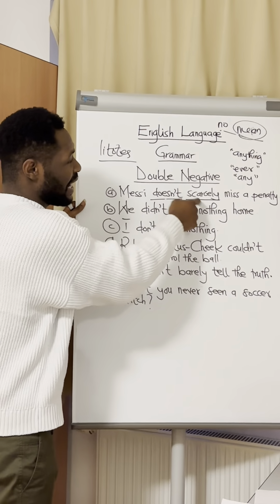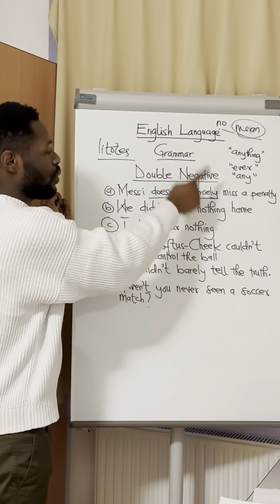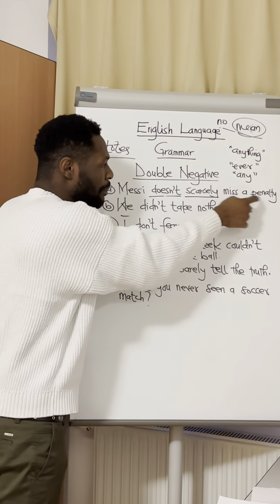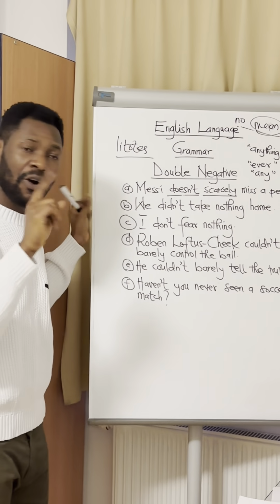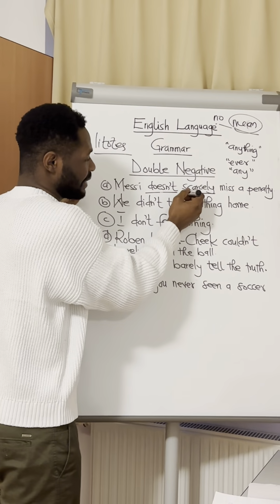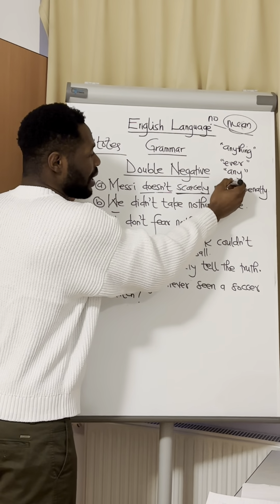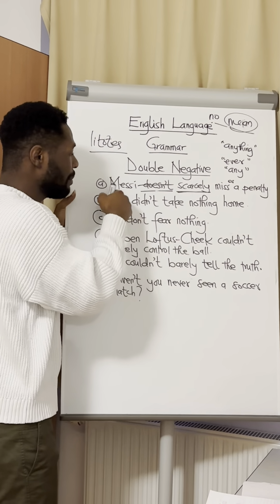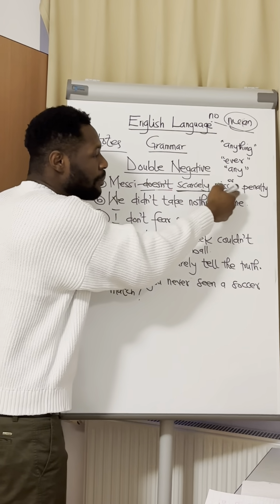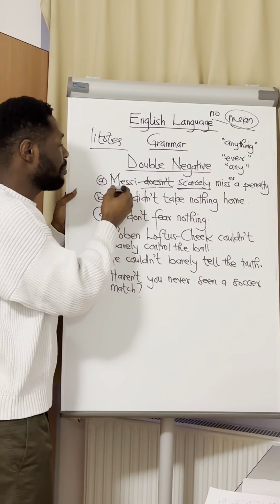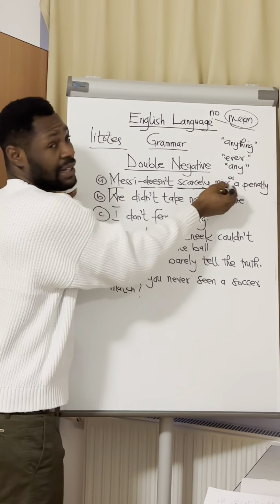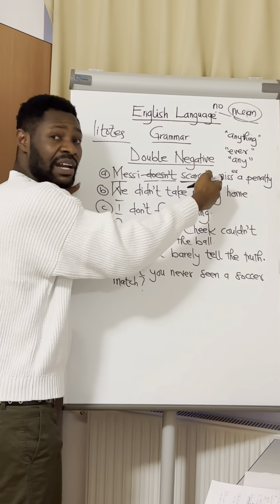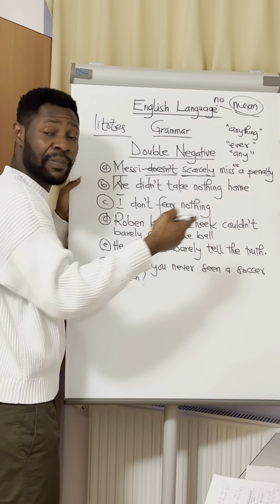When you have a situation like this, you take the scarcely out. So it becomes Messi doesn't miss a penalty. It makes sense. Or you can maintain scarcely and then make this word misses. So we take this one out and it becomes Messi scarcely misses a penalty. Of course, concord. You have a singular subject and it must agree with a singular verb. A singular verb takes s or es depending on the word.